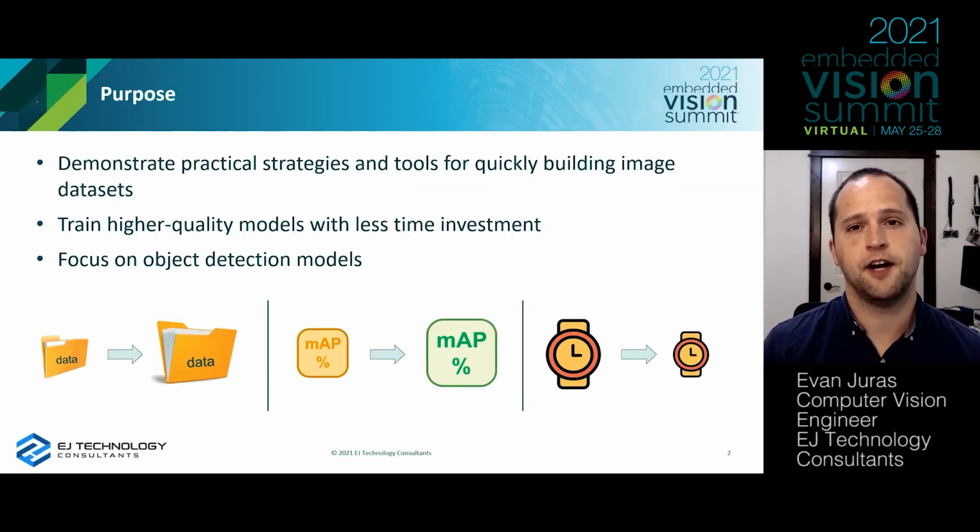For this presentation, I'll be giving a high-level overview of practical strategies and tools you can use to rapidly build image datasets. I'll show you how to increase the size and quality of your dataset, thereby increasing the model's overall accuracy while minimizing the time you have to invest. I'm hoping you'll be able to take some of these ideas and use them in your own machine learning projects to help speed up the time it takes to get your application up and running. This presentation will focus on object detection models, but the techniques can also be applied to image classification or segmentation models.